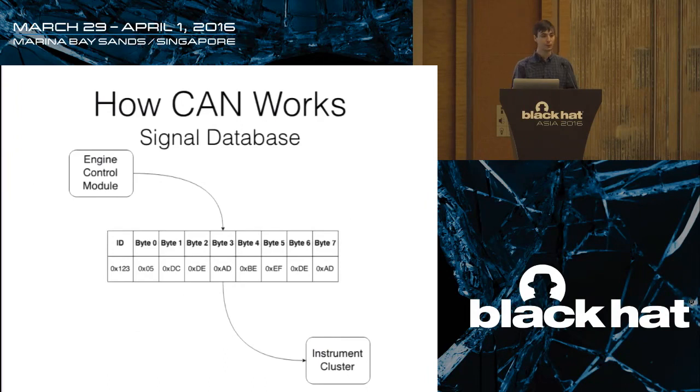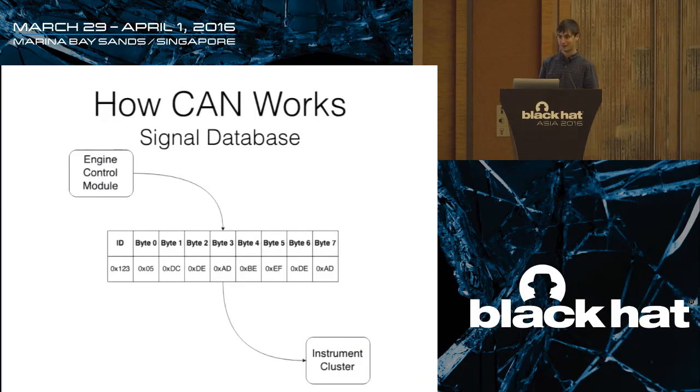So there's two main ways that CAN is used in vehicles, and the first one is the signal databases. If you work in the automotive industry, I'm talking about DBC files is typically what these are represented as. And this is a rather simple example of how this works, but this is how, when your vehicle is running normally in just day-to-day operation, almost all of the communication happens this way.